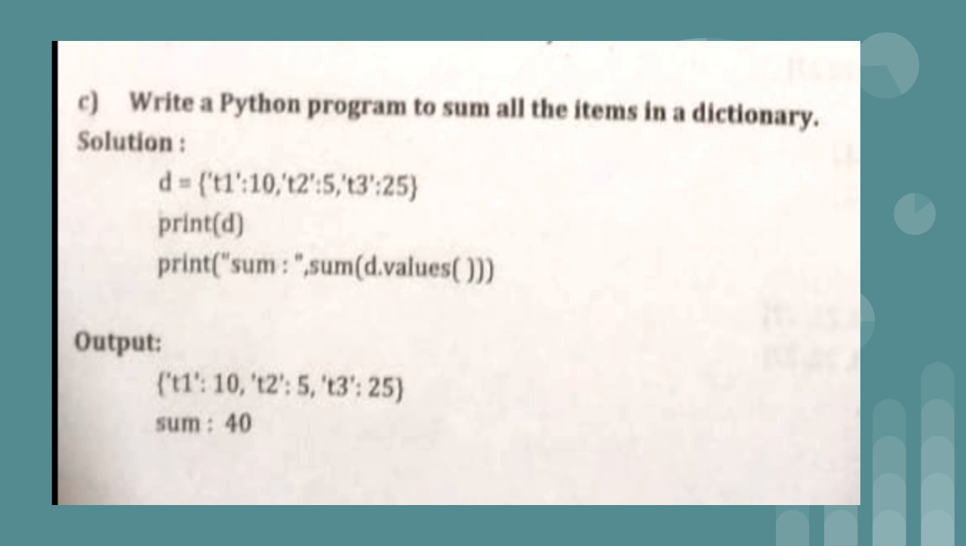With the help of the values method, we will get the values which are present inside our dictionary, and we want to perform their addition. For the same, we can make use of one ready-made function, that is sum, sum into round brackets d dot values. By writing this line, the d dot values method will take all the values from the dictionary d, and we pass these values to the sum method. The sum method will add these three values. So you will see the output as sum equal to 40, that is 10 plus 5 plus 25 is 40.